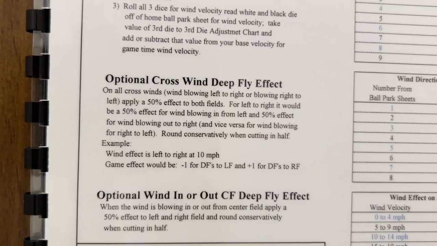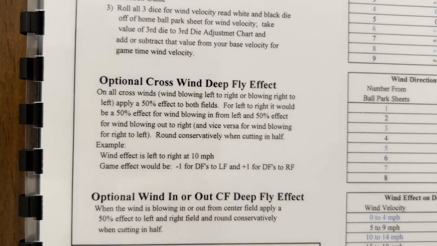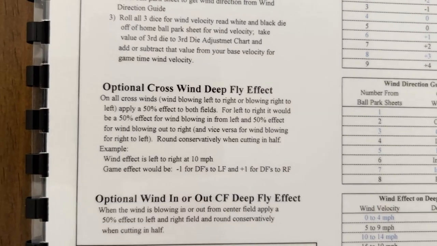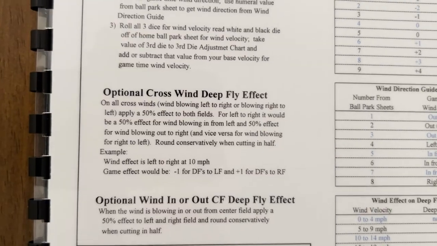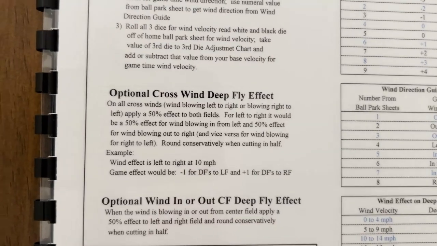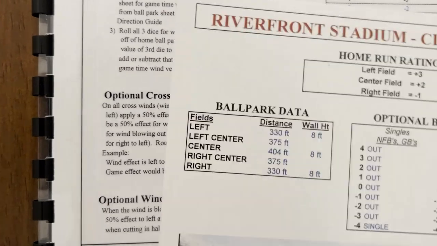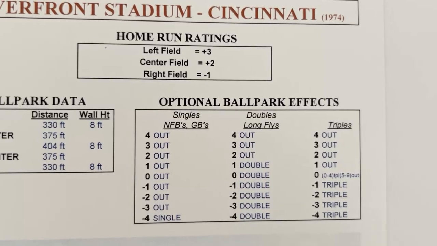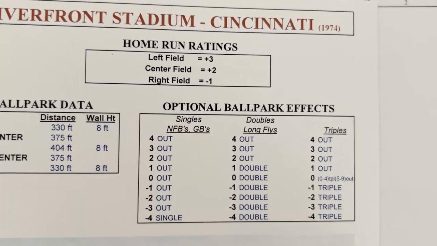So for instance, if the wind is blowing from left to right at 10 miles an hour, then normally 10 miles an hour would be a 2-point effect. But because it's a crosswind, you basically take those 2 points and you divide them up between left and right. You take 1 point away from left because the wind is blowing away from left, and you would add 1 point to right because the wind is blowing toward that direction. So if that were the case here at Riverfront, left field would become +2, center field would stay +2, and right field would be 0 with the crosswind effect.